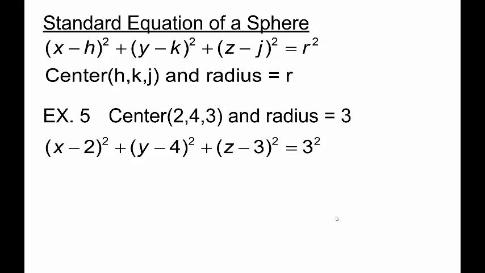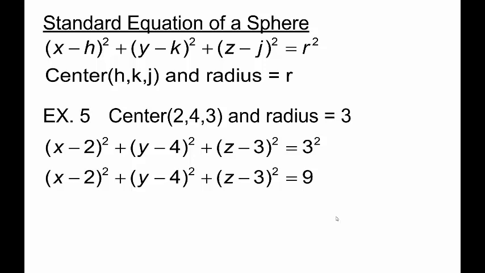Now I'm not going to FOIL out the x, y, and z portions of this. That's just going to make it a messy equation in general form. We're going to leave it in standard form. The only thing I'm going to change is the 3 squared on the end. So x minus 2 squared plus y minus 4 squared plus z minus 3 squared equals 9 is the equation of this sphere.